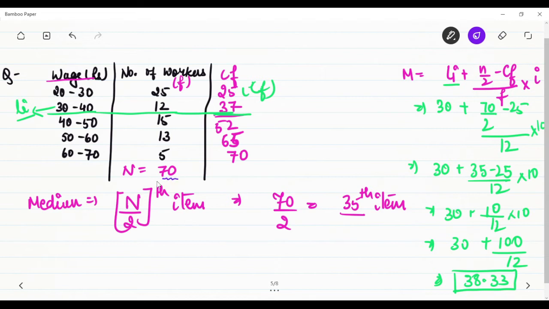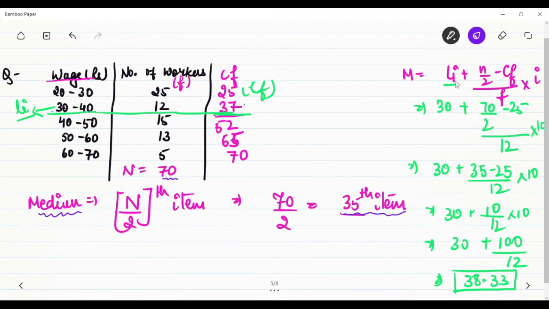Now first we need to calculate the position of the median, which is calculated by the formula n by 2th item. So n is 70, by 2, we get the 35th item. The value closer to this position is 37, which lies between 30 to 40, and the cumulative frequency that is required should be the preceding value to the positional median. So we get CF as 25.